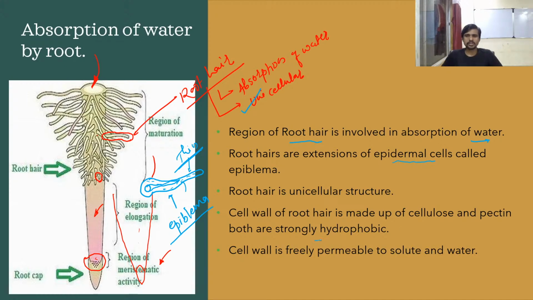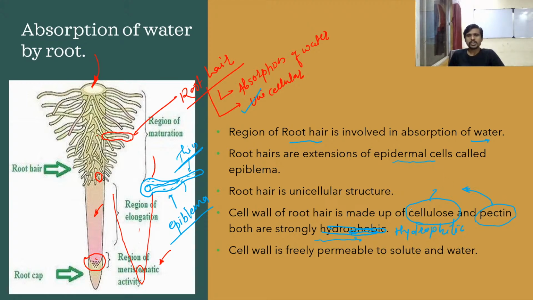Both are strongly hydrophobic, so that's why they are here inside the cell wall. Okay, so they are hydrophilic in nature. It's a mistake from me, guys. The cellulose and pectin are hydrophilic in nature, so please write here hydrophilic. It was a mistake when I was typing. So this material is strongly hydrophilic and it is involved in the absorption of water.